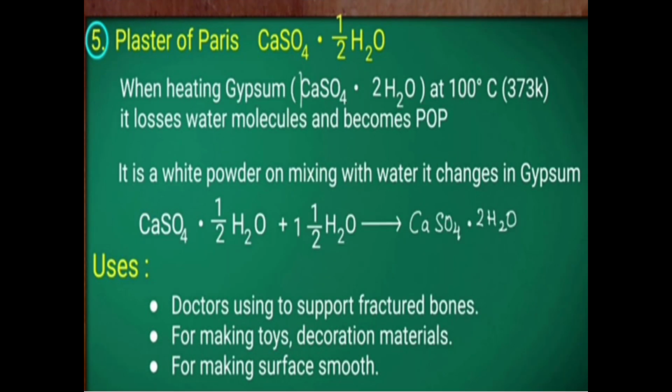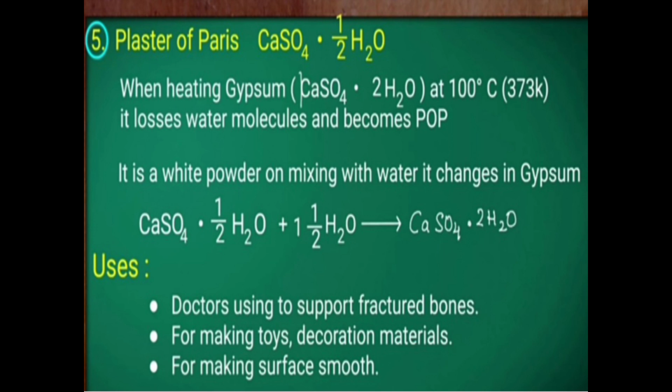And the fifth chemical which is formed is plaster of Paris. We generally call it POP. The chemical name is calcium sulfate hemihydrate, that is CaSO4.1/2H2O. Calcium sulfate hemihydrate, half is hemi. It is formed by heating gypsum, which is calcium sulfate dihydrate, that is CaSO4.2H2O. We generally name it gypsum. So gypsum is a hard solid mass.